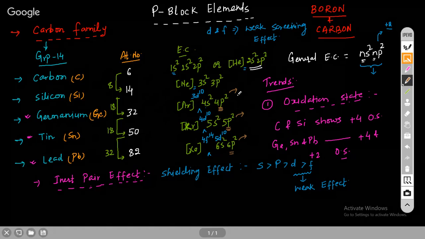Right? So what happens here? The pair of electrons becomes inert towards the bonding, and hence we are calling it inert pair effect. Why does it happen? Because of completely filled d and f orbitals present in the penultimate shell. Okay, this is what inert pair effect is. Now if you want to write down the definition, write down the inert pair effect definition.